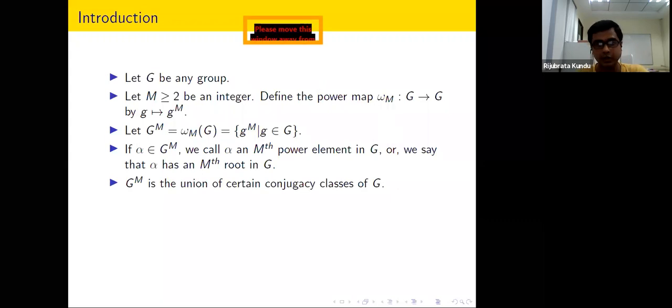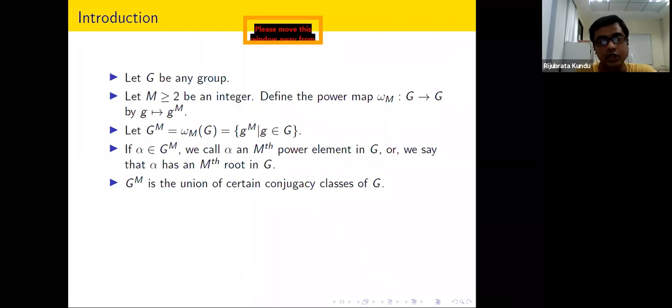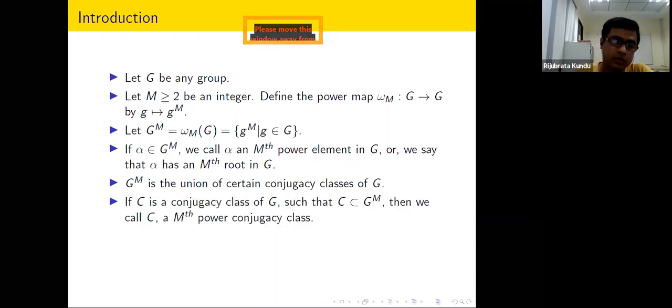Some elementary properties can be observed right away. If G is a non-abelian group, then this power map need not be a homomorphism of groups. Therefore the image of this map, G power m, need not be a subgroup of the group. It is just a subset of G. But G power m has a nice property: it is invariant under conjugation. It is easy to see that if an element alpha belongs to G power m, then any conjugate g alpha g inverse also has to be an mth power. So G power m is the union of certain conjugacy classes of G. If C is a conjugacy class of G such that C is contained in G power m, then we call C an mth power conjugacy class. These are the basic definitions that are needed.